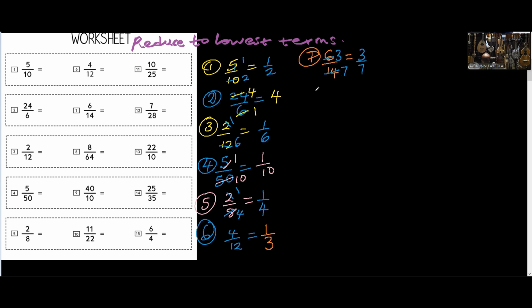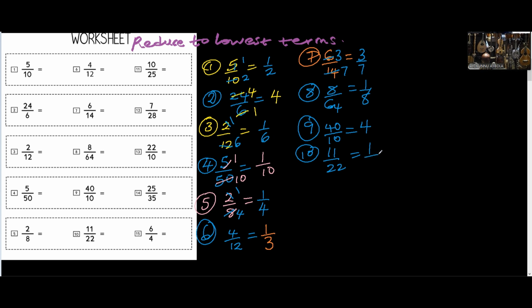Number 8. We have 8 over 64, and this is 1 over 8. How did I get 1 over 8? 8 in 8 is 1. 8 in 64 is 8. And number 9, we have 40 over 10. This is not a fraction. It's going to give us a whole number. 40 divided by 10 is 4, so no big deal about that. Number 11, that's 11 over 22. You can see 11 can factor 22. 11 in 11 is 1, and that's 1 over 2.